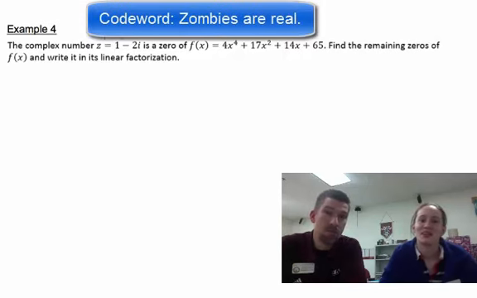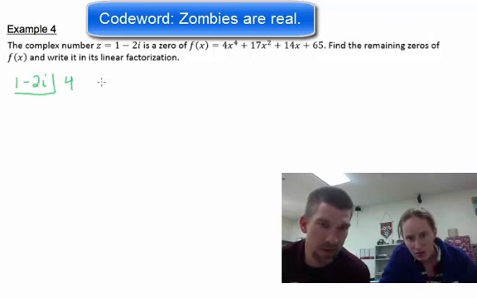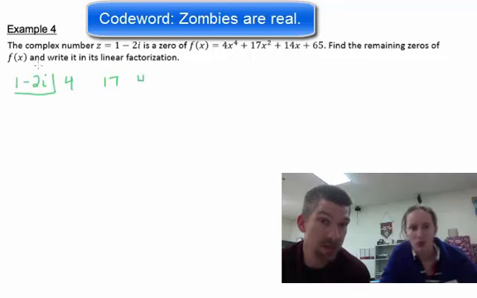Just like if they had told us that 4 was a 0 and we'd use synthetic division and then find the rest of the zeros, we can do the same thing with 1 minus 2i. We can use synthetic division. Even though it's a complex number, it's still something you can do synthetic division with. And don't forget, there's an x cubed that's missing.